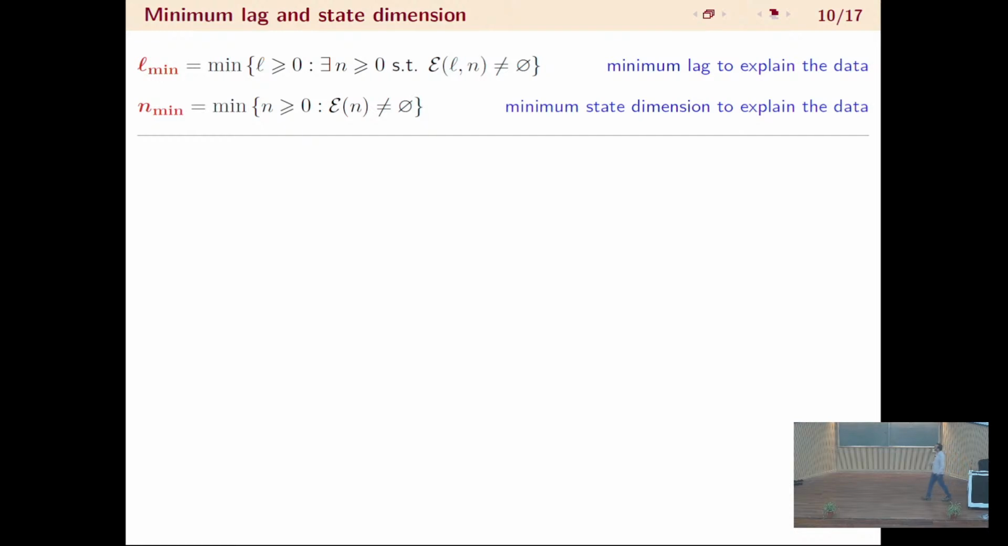Now, the first thing I ask myself is, I define L-min and N-min. L-min is the minimum lag required to explain the system. There are explaining systems. Among all explaining systems, L-min is the possible smallest lag. And N-min is the possible smallest state space dimension. Okay? So I want to find out first L-min and N-min in terms of the data I started with. But this doesn't look easy, actually. I don't know how to even start. How can I characterize L-min and N-min in terms of data?